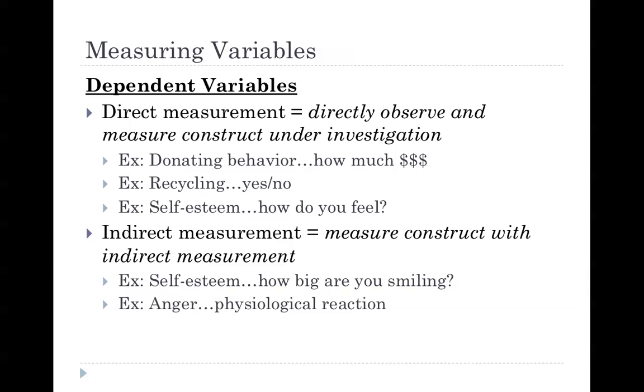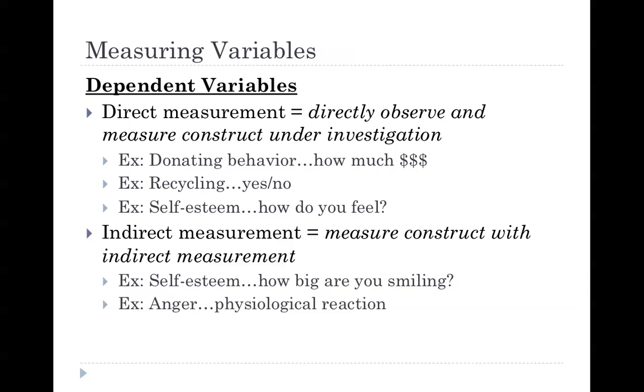Now this one deals with asking participants how they feel about themselves, how good they feel, how worthy they feel, on an actual scale. The reason this is direct is that participants are directly responding to a question about their self-esteem. So in this sense, you're directly observing, and participants are directly responding to a measurement of self-esteem. This is why it is a direct measurement.